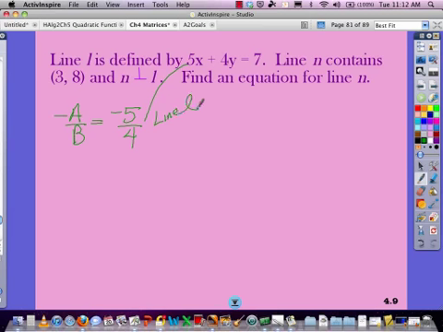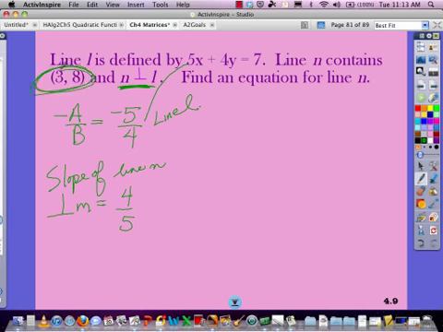So now we need the slope of line N. And remember, the slope of line N, because they are perpendicular, has to be the opposite reciprocal. So the opposite would be positive, the reciprocal would be 4/5. So our perpendicular slope, which we need, is 4/5. And our point (3, 8) they gave us, so I think we are ready to go.